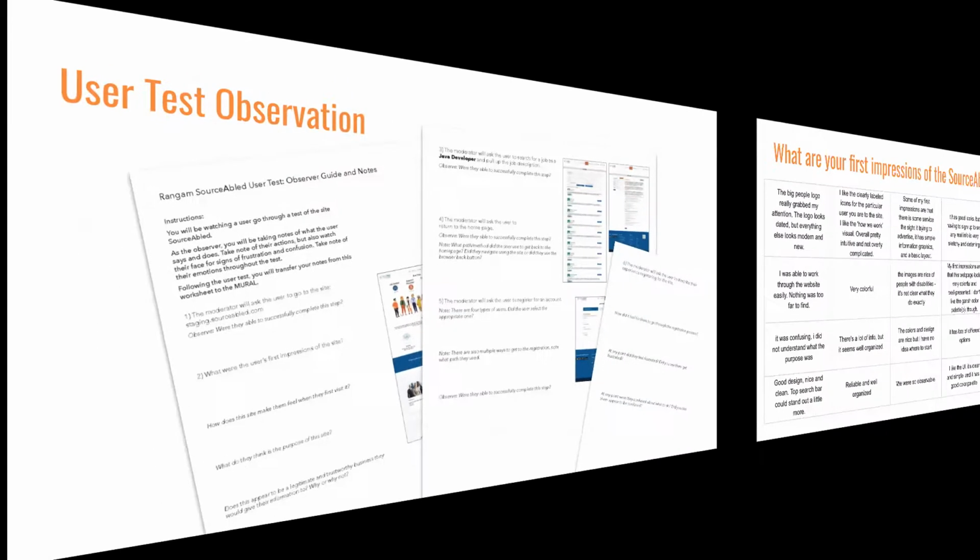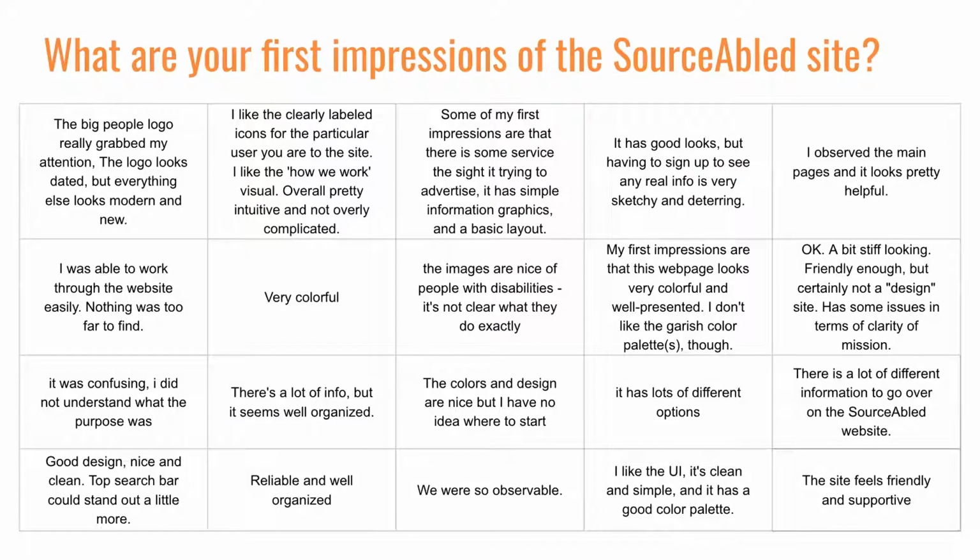Then each participant went through the SourceAbled site and had a different set of tasks to complete. And then they filled out a survey. And so what you're seeing here is a lot of the feedback that was compiled from our users, from the group, about what were the first impressions of the SourceAbled site. And it was really great, right? Overall, people liked a lot of what they saw. It felt welcoming. It was very colorful. It was reliable and well organized.